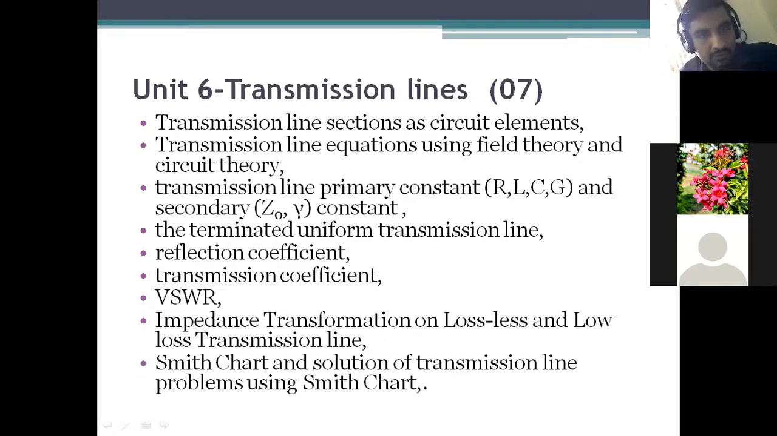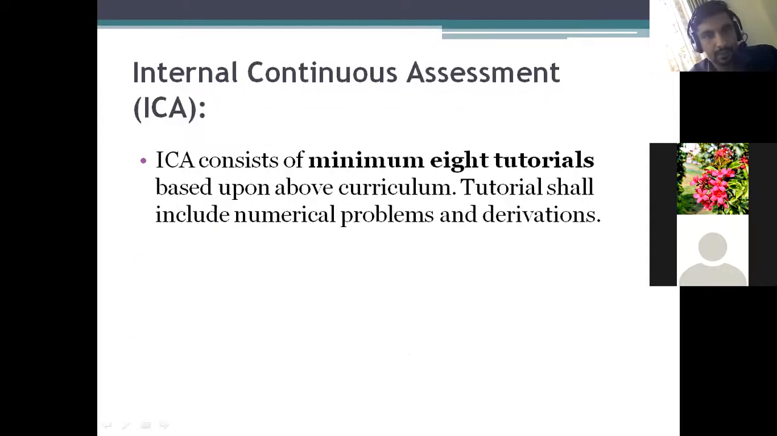Followed by reflection coefficient, transmission coefficient, VSWR, which we call voltage standing wave ratio, and impedance transformation on lossless and lossy media, and finally the Smith chart. With the help of a graph, we can identify different characteristics of a transmission line. So these are all the things we are going to discuss in the sixth unit, which is the last unit of your EMFT.